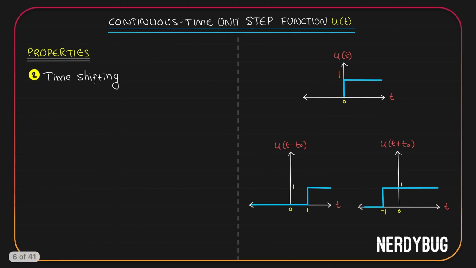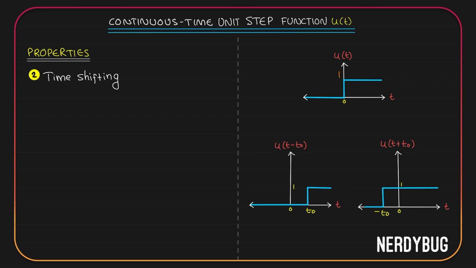The next property is time shifting. So over here we have u(t), which has the sudden change happening at t equal to 0. Now, if we take u(t minus t naught), the whole signal will move t naught units towards the right. So it will look like this. The sudden change is now happening at plus t naught. If you take u(t plus t naught), then you will get the sudden change at minus t naught because now your signal has moved t naught units towards the left.